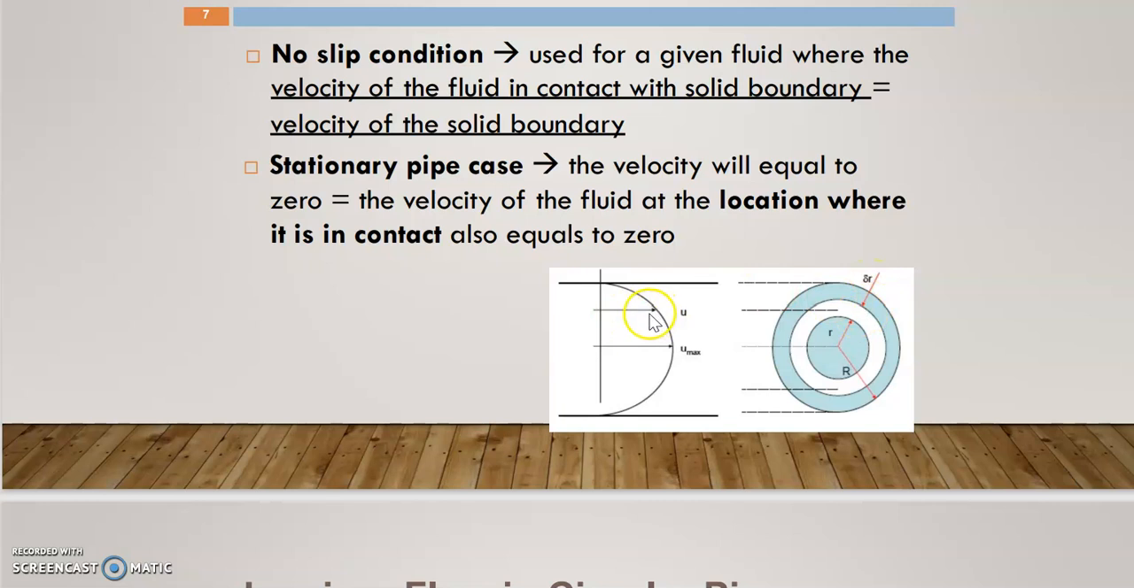When we look from the side view of the flow, we can see from this figure that the maximum velocity happens at the center of the pipe. When it comes near to the boundary of the pipe, the velocity will reduce because of the shear due to the pipe boundaries. Therefore it will cause the reduction of the velocity.